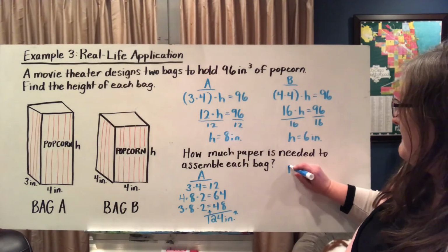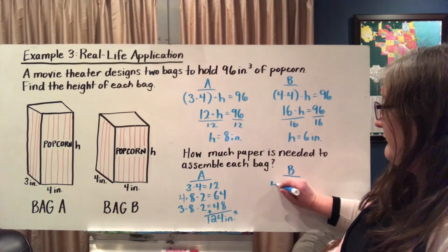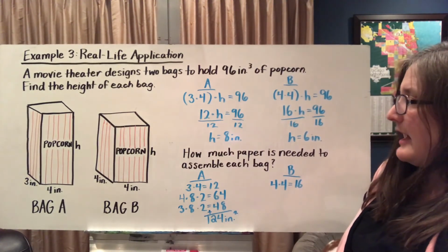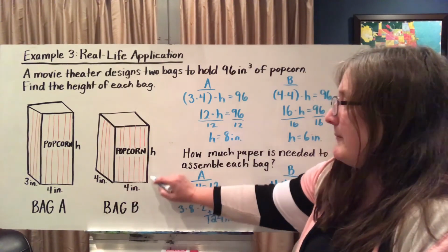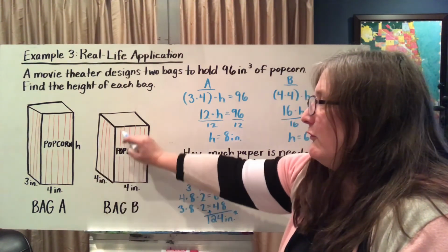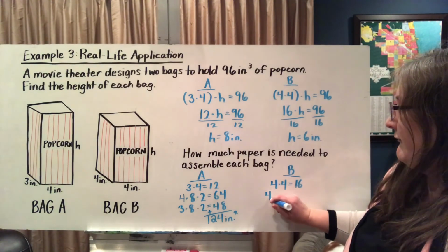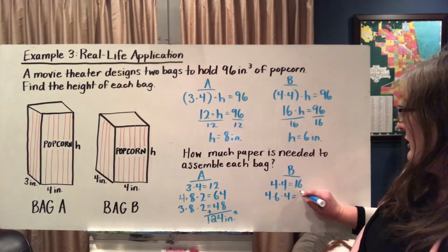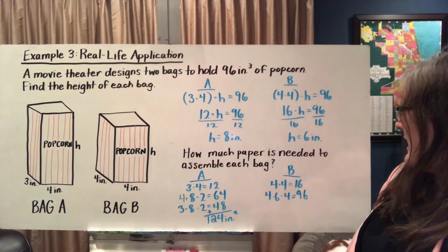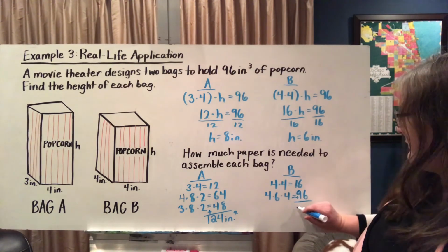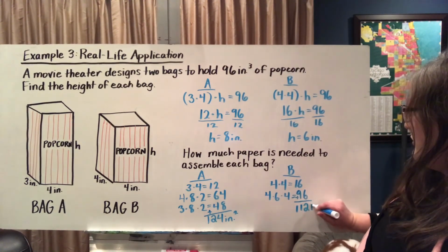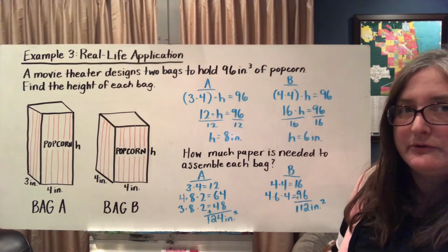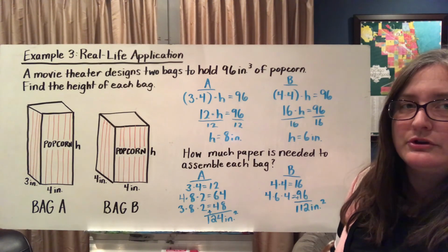Let's also look at bag B. Now bag B has a base of 4 by 4. Remember, we're only counting one base because the top is going to be open. It's got a front piece of 4 by 6 and side pieces of 4 by 6. They're all identical. So 4 by 6, and there's going to be 4 of them, which gives us a grand total of 96. So if I add up that 96 and 16, I get a total of 112 square inches. So while both bags of popcorn hold the same amount, bag B requires less paper to construct the bag.